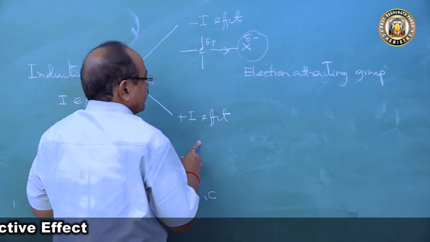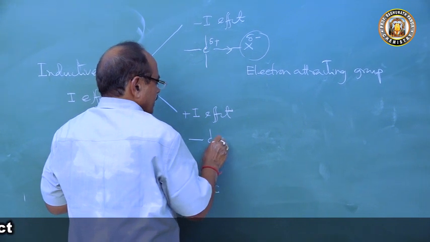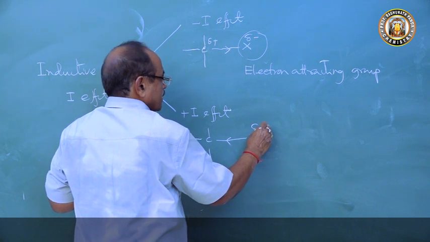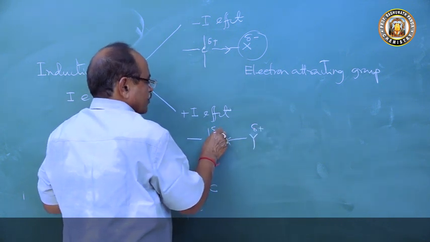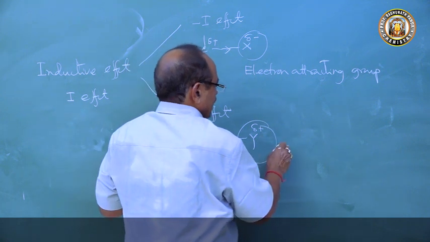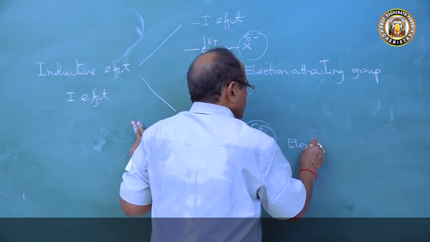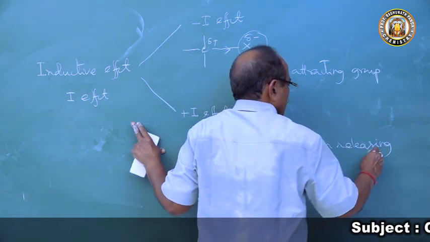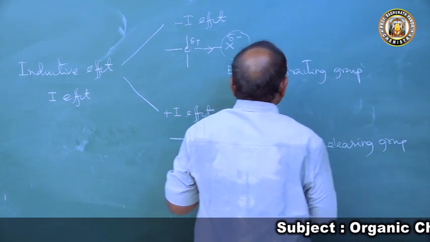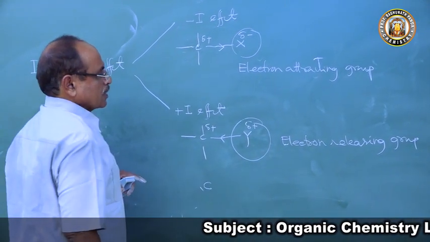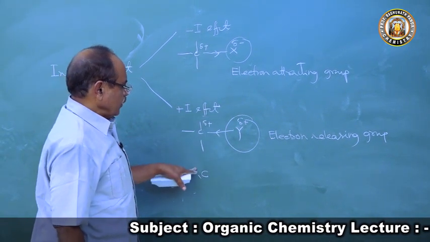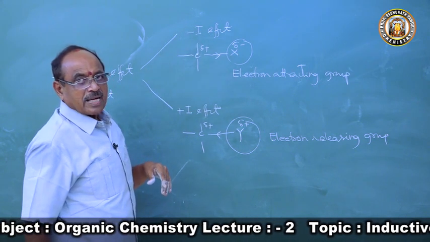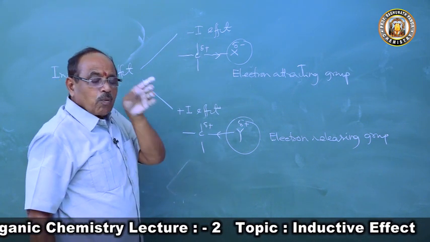And this plus I effect, when the electron cloud comes to carbon, here the Y gets positive charge and carbon gets negative charge. So this Y is releasing electrons, hence it is called an electron releasing group. So this is called the plus I effect. So an electron releasing group induces the plus I effect, whereas an electron attracting group induces the minus I effect.